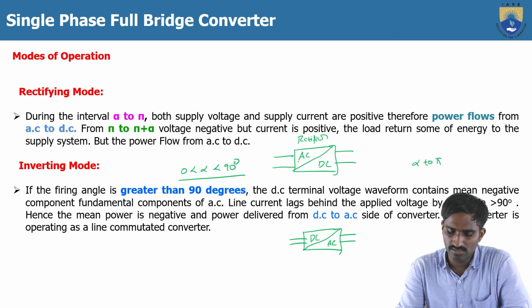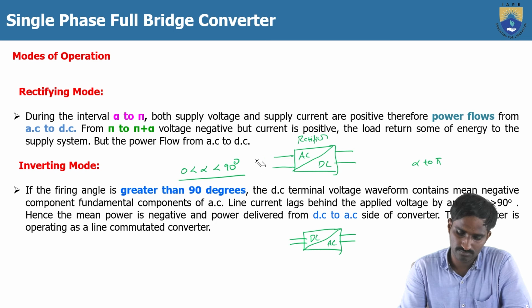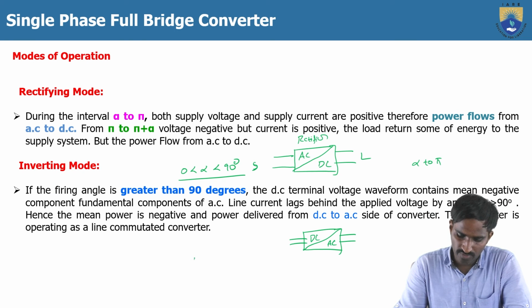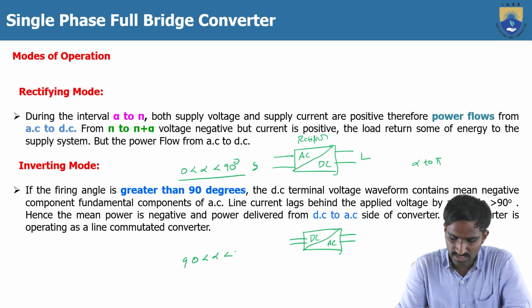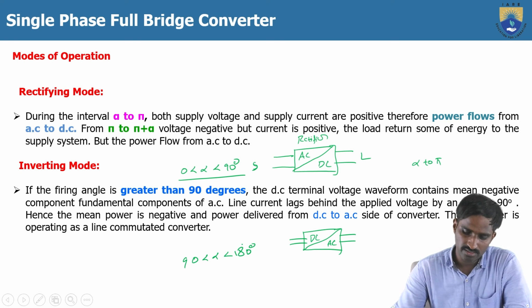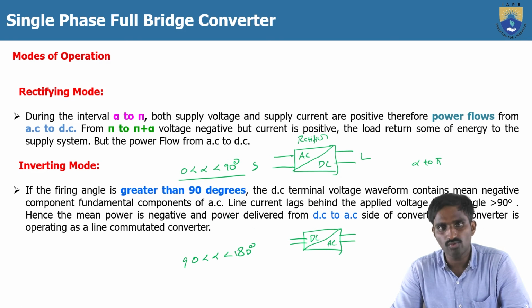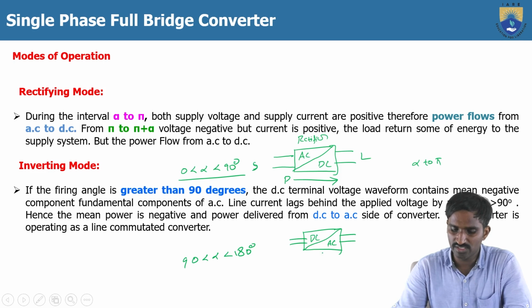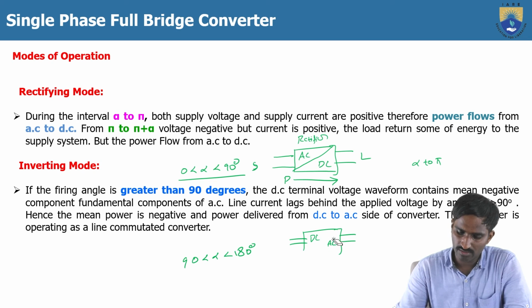So this is the supply or source, and this is the load. So the source will supply to the load. And when alpha is greater than 90 and less than 180 degrees, then the voltage is negative, which means the total power will be negative. Okay, so in this case the power is flowing in this direction, but in this case, again let me draw the same way.